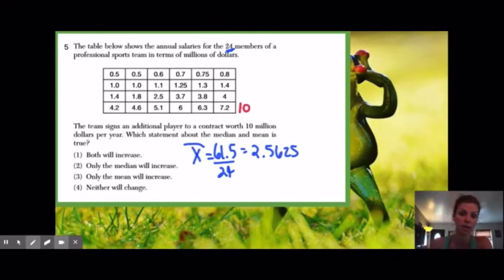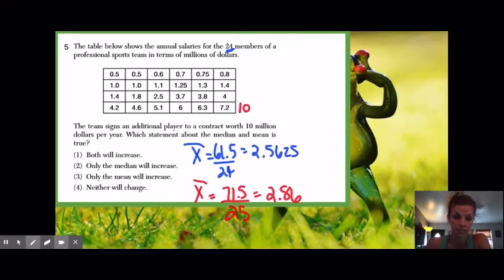I could add them all back up plus a 10, or listen, that 61.5 was my numerator when I added them all up. So let's do 61.5 plus the 10 million person. So the mean of the new is 71.5 divided by, there's now 25 people. So divided by 25, and look what happened. I got 2.86.